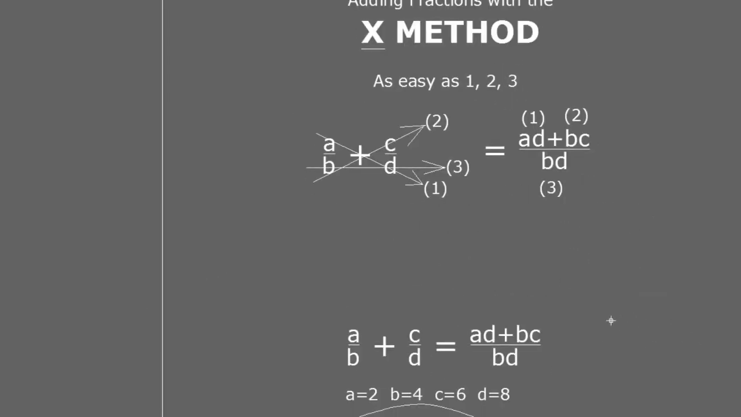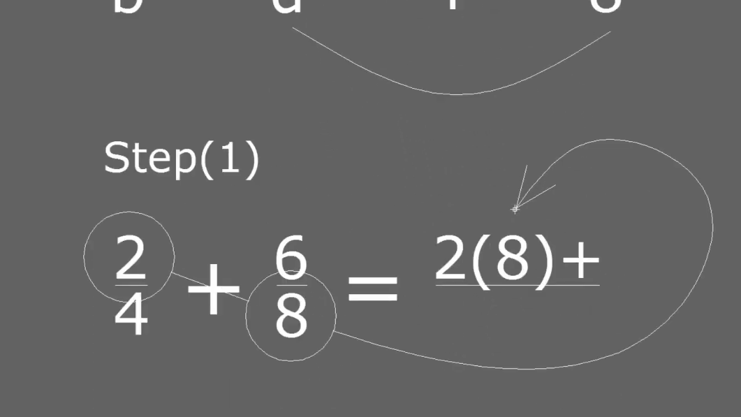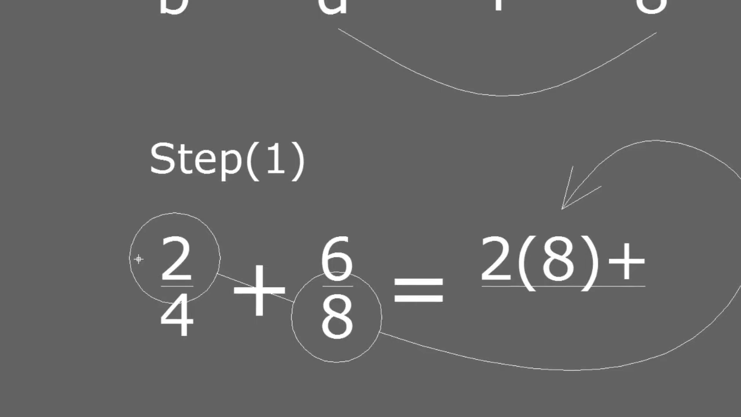Let's do an example with numbers so we can see if this works or not. So we're gonna substitute values in the formula. A will be equal to 2, b will be equal to 4, c will be equal to 6, and d is 8. So a over b becomes 2 over 4, and c over d becomes 6 over 8. So the first step, I'm adding 2 over 4 plus 6 over 8.